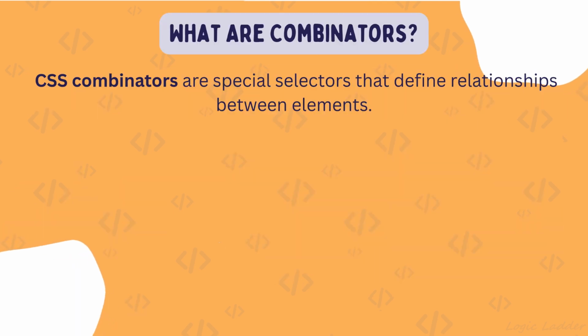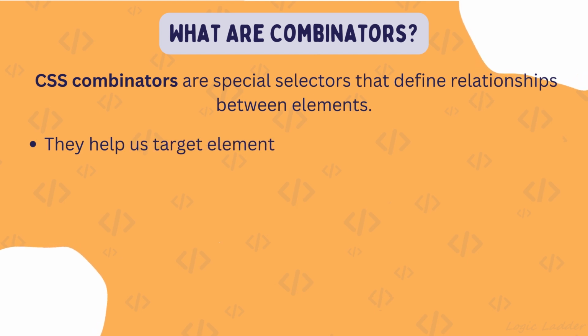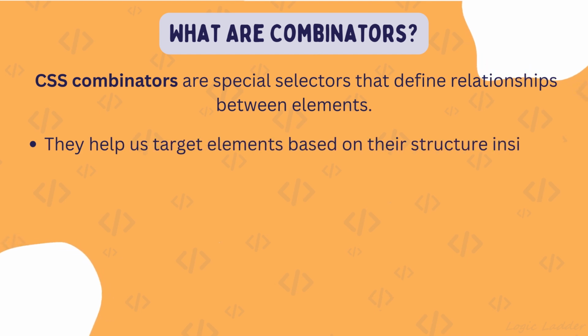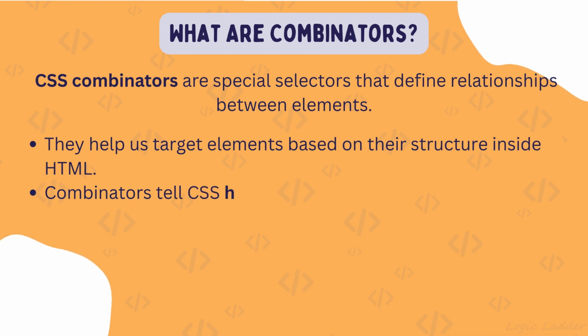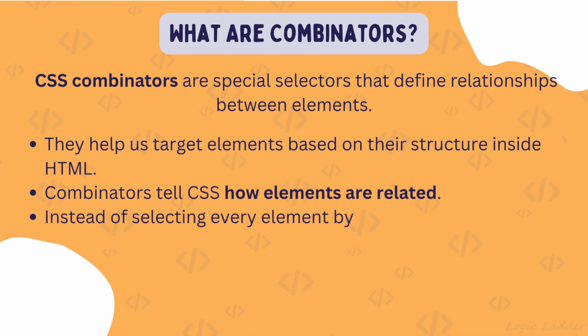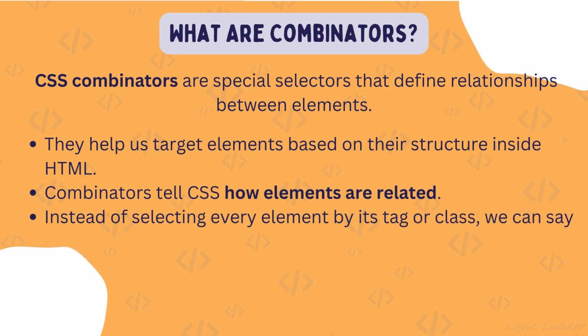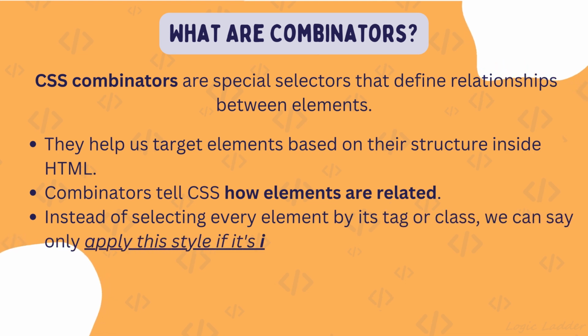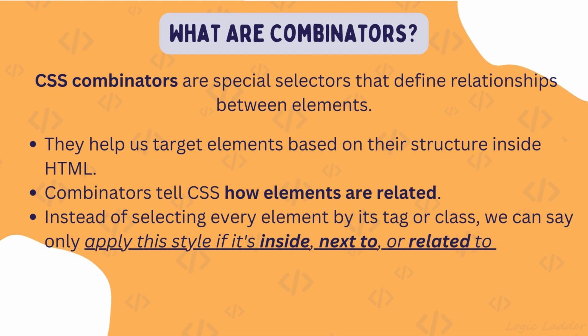CSS combinators are special selectors that define relationships between elements. They help us target elements based on their structure inside HTML. Combinators tell CSS how elements are related. Instead of selecting every element by its tag or class, we can say only apply this style if it's inside, next to, or related to another element.